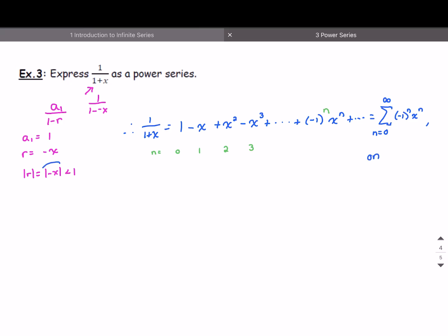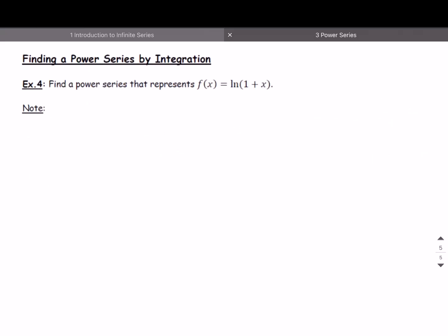And we need to pay attention to this. Now, if the absolute value of negative x, that's x, has to be less than 1, that means negative 1 is less than x is less than 1. That's what we call our interval of convergence. And it also shows again that our center is 0. Now, just like we found a power series by differentiation, we can also find a power series through integration.